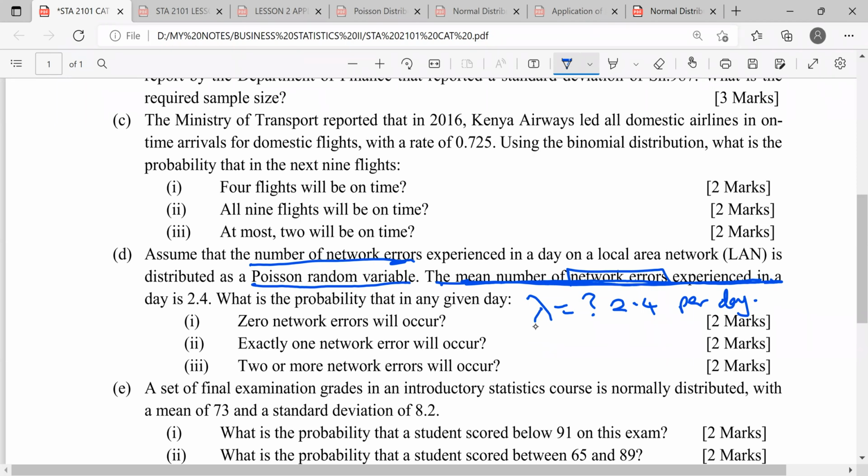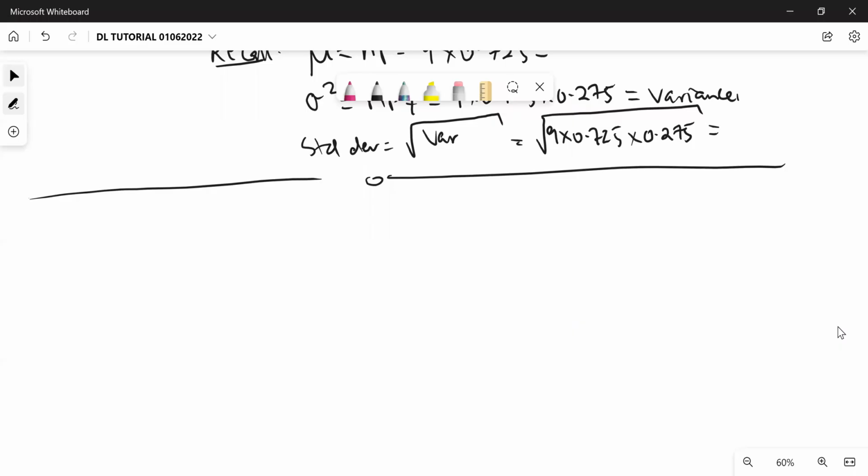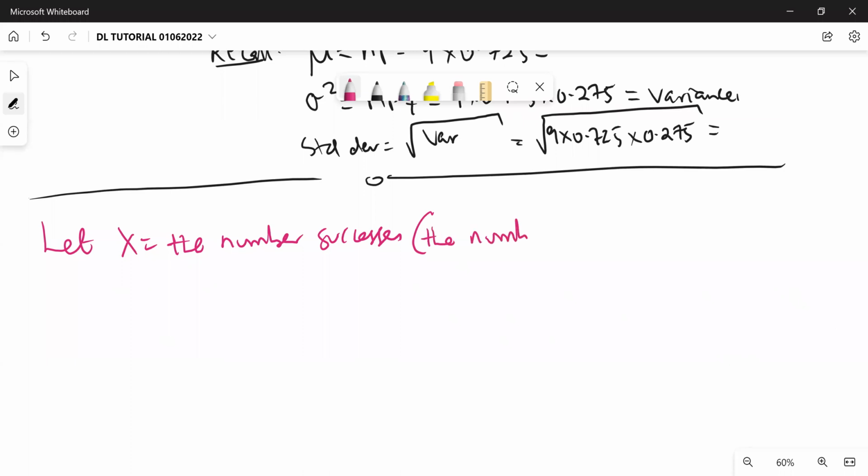So with that, now we can answer the questions. So we start by defining our variable of interest. We say, let X be the number of successes, in this case, the number of network errors.